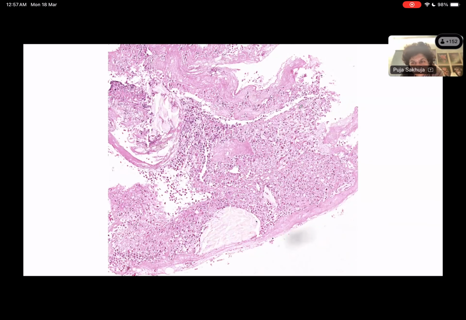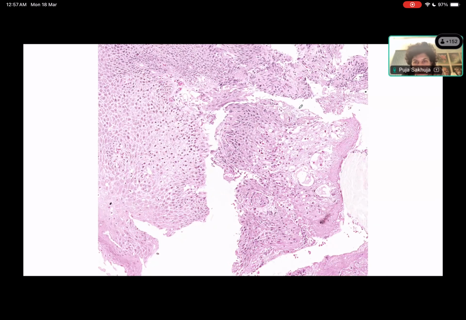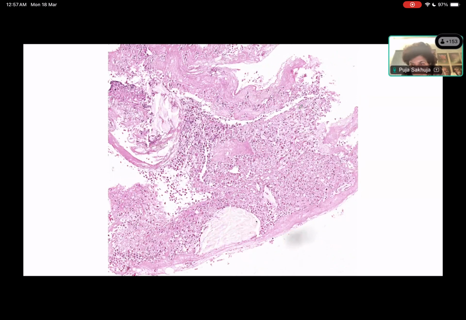And here, what are we seeing? Again, the dense eosinophilic inflammatory infiltrate. Correct. So where are these cells lying, and where are these eosinophils lying? These ones are intraepithelial. Yes, ma'am. And these ones are in sort of an exudate outside the epithelium. Okay. So what is your diagnosis so far?